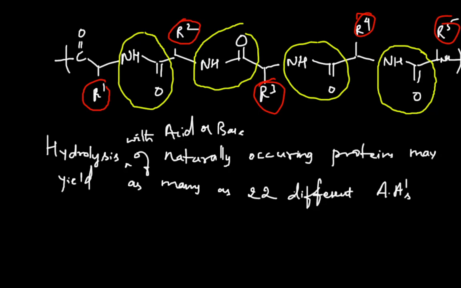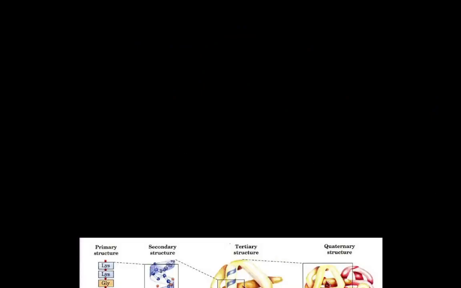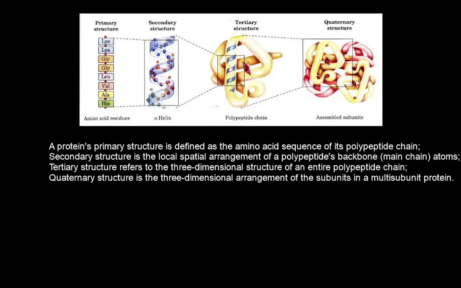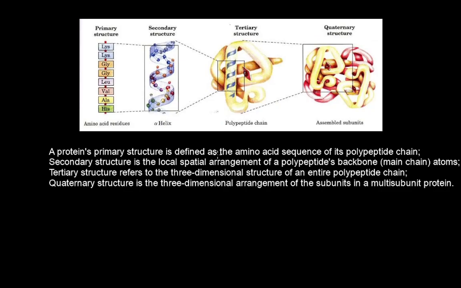Now, the exact sequence of these proteins, the protein's primary structure, is the amino acid sequence of its polyamide chain. So it is this long chain of amino acids. It could be lysine, lysine, glycine, lysine, leucine, valine, alanine, histidine, and all those. Whatever it is, it is called the primary structure.